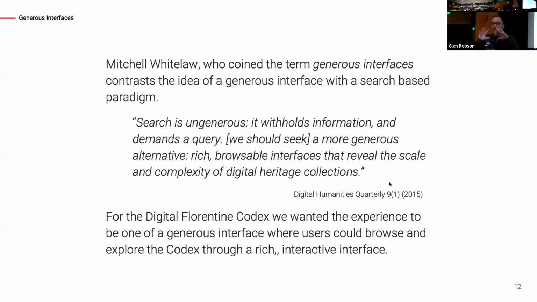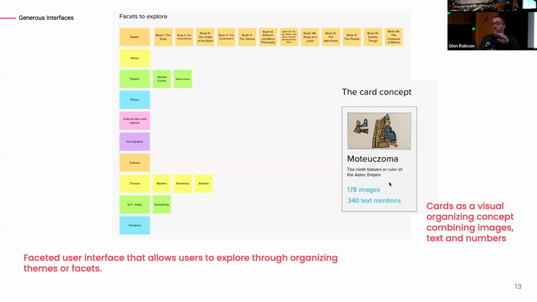So it was very important that the Codex as a digital experience would present all the information in terms of browsable facets. And there's a list here from one of our whiteboarding sessions, through people, through places, through concepts, themes, through a different structural hierarchy of the volumes of the book. And these would all in turn be available and present for the user to see.